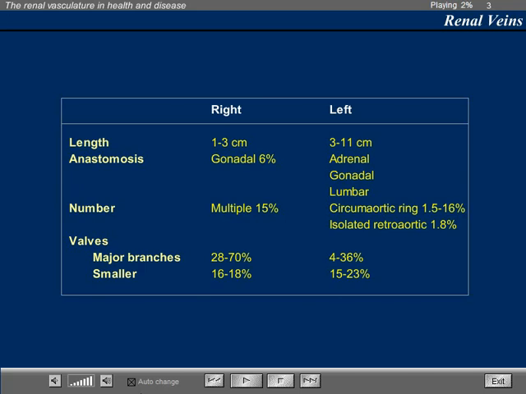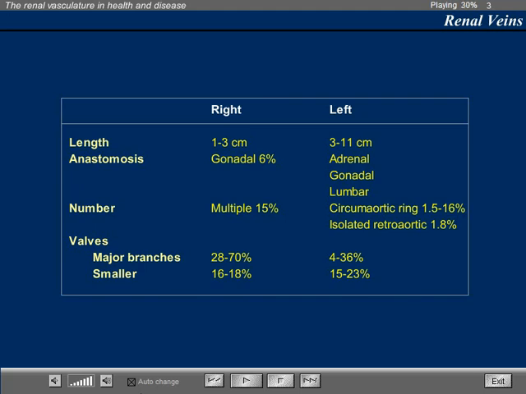When looking at the renal veins, we note that the right one has a length of 1 to 3 centimeters, the left 3 to 11. The anastomosis with the right gonadal vein is seen in 6% of patients, while there are regular anastomoses of the left renal vein with the adrenal veins, the gonadal, and the lumbar veins. In 15%, we may see more than one renal vein.